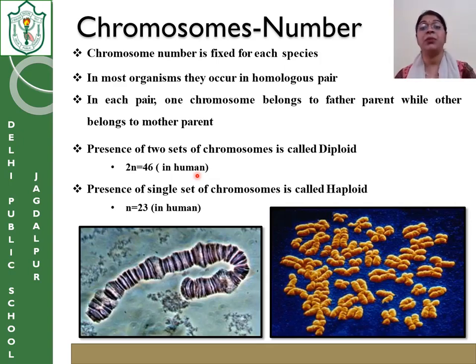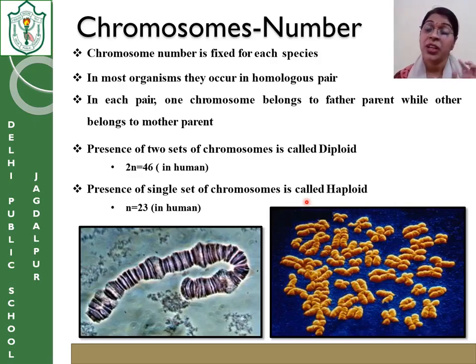But that sperm will be called a haploid cell, because when a sperm fuses with an ovum, it will form a new cell, that is a zygote, and the zygote is a diploid cell. So only half the number of chromosomes comes from the father and half from the mother. When they fuse together, they form a diploid zygote.